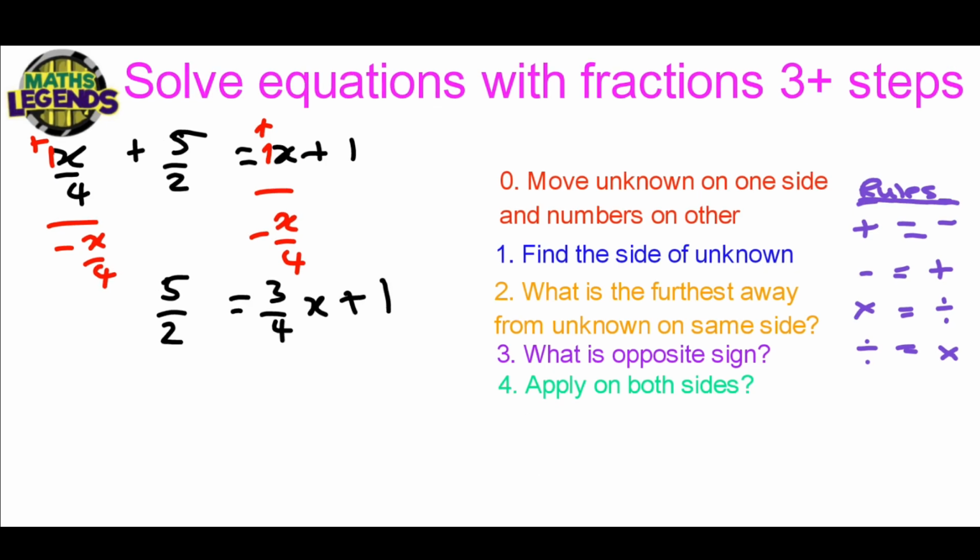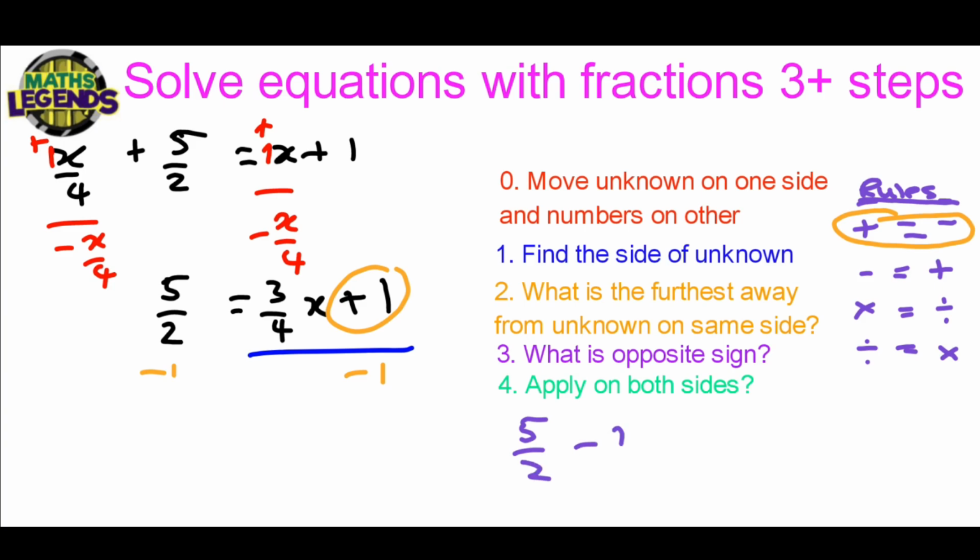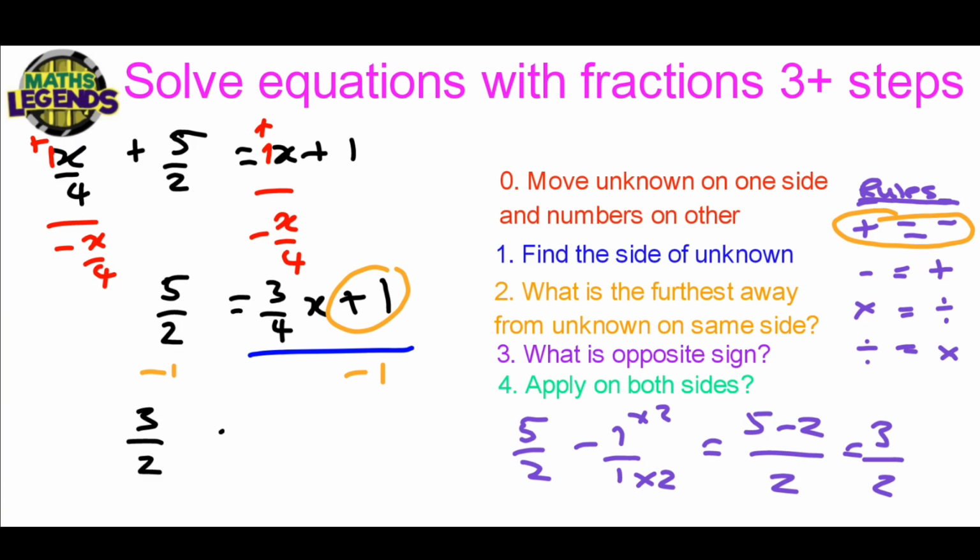Now the x here is on the right hand side, plus 1 is furthest away, so we need to do a minus 1. Now minus 1, using the first rule here. So we have 5 over 2 minus 1. Now we can say this is 1 over 1 times top and bottom by 2 to get a common denominator, and we're left with 5 take away 2 all over common denominator, which is 2, so we have 3 over 2. So the next line becomes 3 over 2 equal to 3 over 4x.